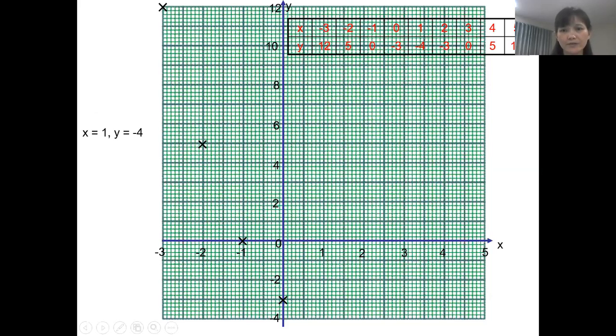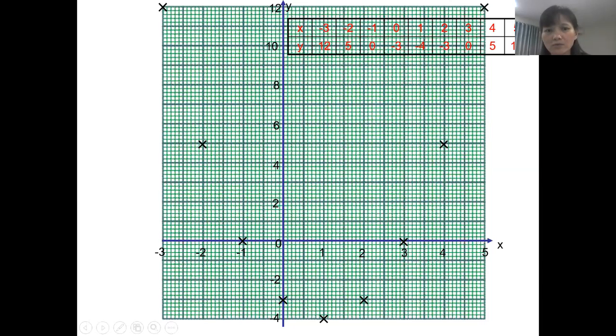The next point is 1, negative 4. The value of x is 1, whereas the value for y is negative 4. Then we continue with the next point, 2, negative 3. So the value of x is 2, y is negative 3. Now we follow by the next point, 3, 0. So x is 3, y equals 0. The next point is 4, 5. So we plot it, x is 4, y is 5. And finally, the last point is 5, 12.